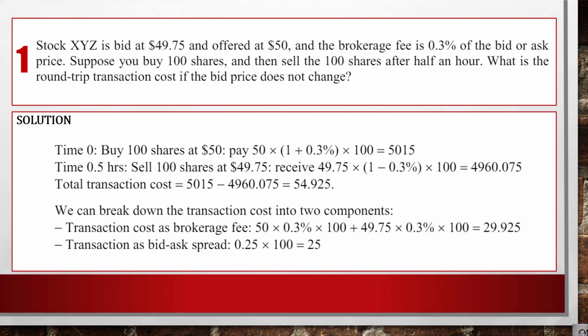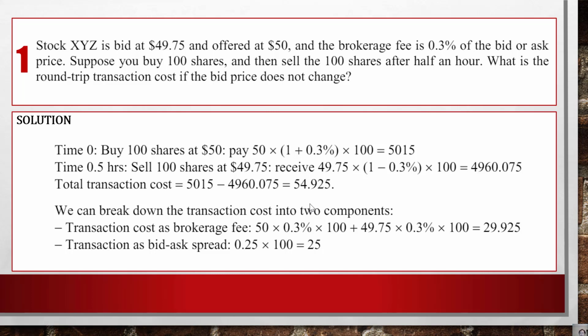So at time 0, you pay $5,015. Then half an hour later, you receive 4,960.075. So the total transaction cost is the gap between them, which is 54.925.